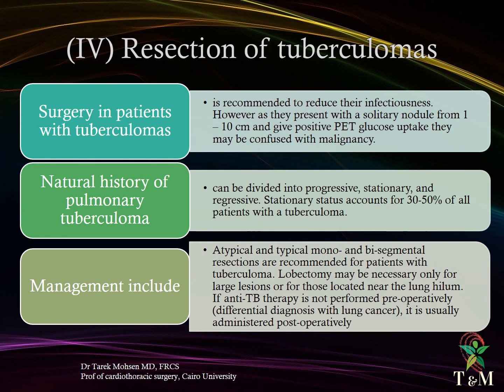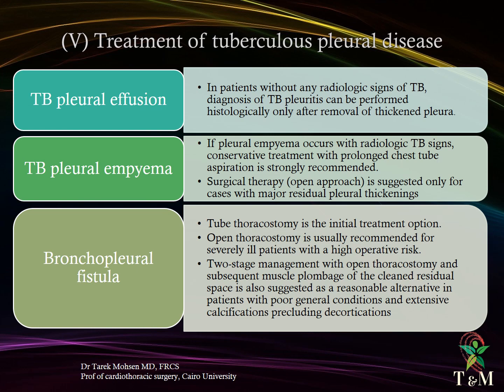If anti-tuberculous treatment is not performed preoperatively, because of differential diagnosis for malignancy or because the nodule was not diagnosed, it is usually administered postoperatively in these cases. Tuberculous pleural disease may present as TB pleural effusion, TB pleural empyema, and bronchopleural fistula. In patients with pleural effusion without any radiological signs of TB, diagnosis of TB pleuritis can be made histologically only after removal of the thickened pleura.